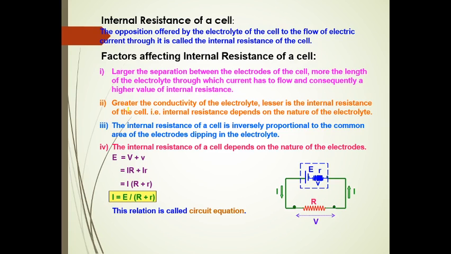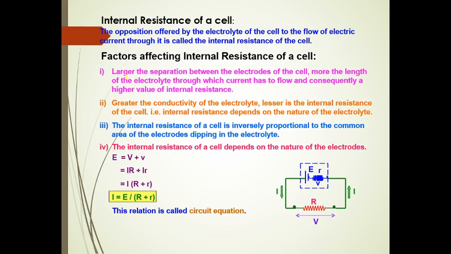The greater the conductivity of the electrode, the lesser is the internal resistance. कंडक्टिविटी अगर ज़्यादा है तो internal resistance is smaller. Internal resistance depends on the nature of the electrodes. Internal resistance of the cell is inversely proportional to the common area of the electrode dipping in the electrolyte. If the electrolyte area is larger, internal resistance is smaller. It is inversely proportional.